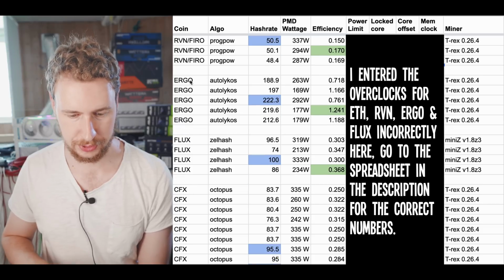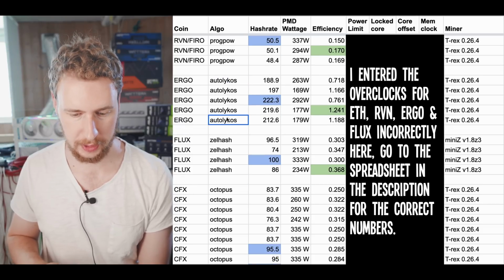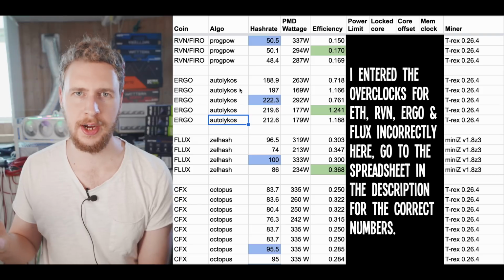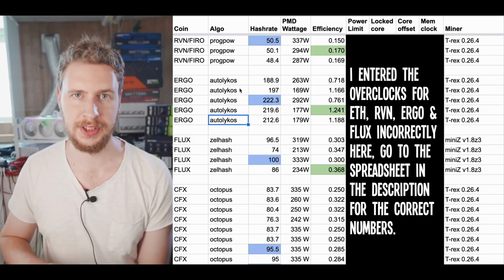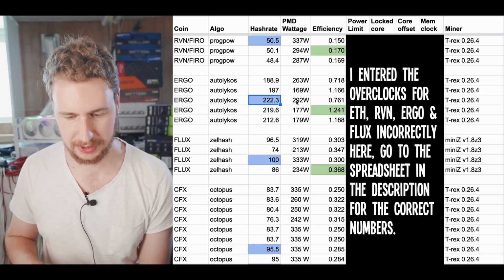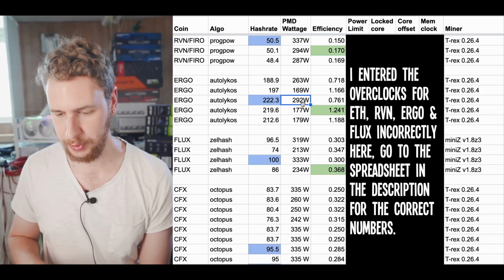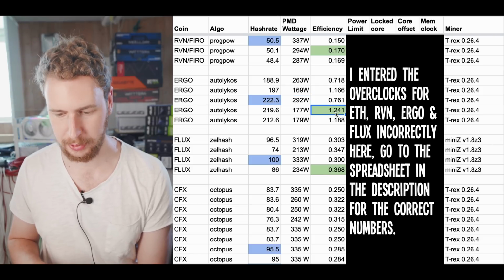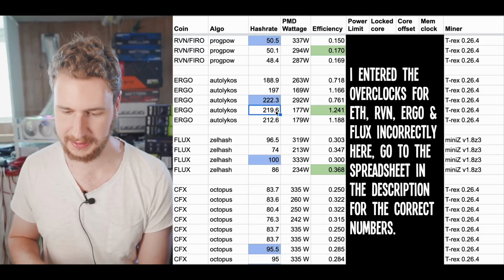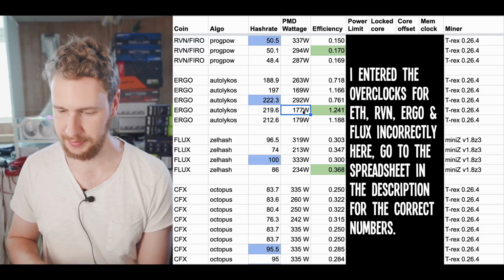And then moving on to Ergo, using the Autolykos algorithm. And I think at least for now, Ergo is the only coin that uses the Autolykos algorithm. But here you can see highest hash rate, 222.3 mega hash at 292 watts, or the best possible efficiency I was able to find was 219.6 mega hash at 177 watts.